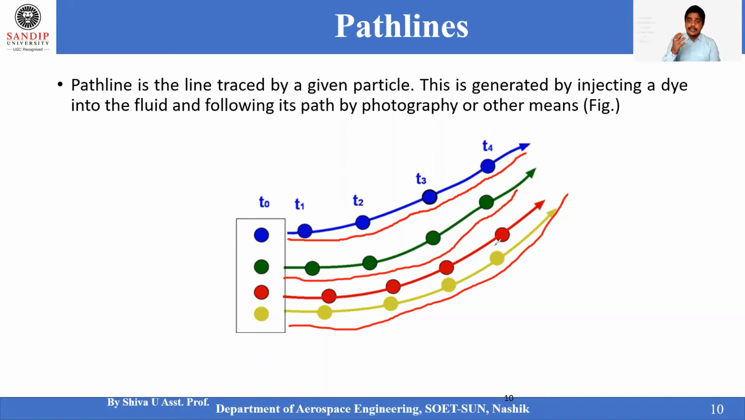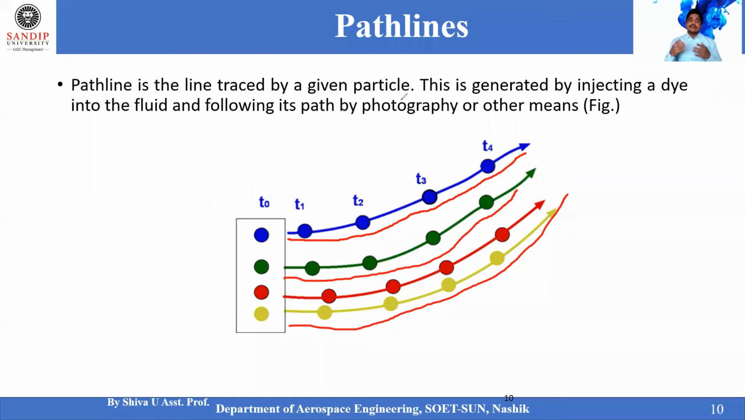Here I'm just tracing the path of this particular fluid. Similarly, consider that in your fluid, if I put some particles named blue, green, red, and yellow, I'm just tracing how the fluid flow is moving at different time instances. So how to define a path line: a path line is a line traced by a given particle.